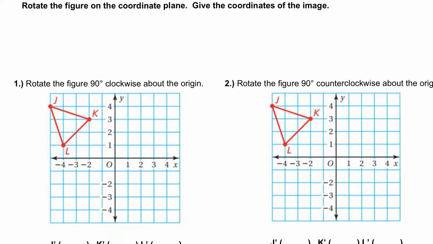Couple more examples here. Describe the rotation of U, X, S to U prime, S prime, X prime. So how do we get from this black figure here to the blue image? Now that, it doesn't matter. We could rotate it right or left to get there. And it's going to be 180 degrees. So regardless of what direction we go, we can just say it is a 180 degree rotation.